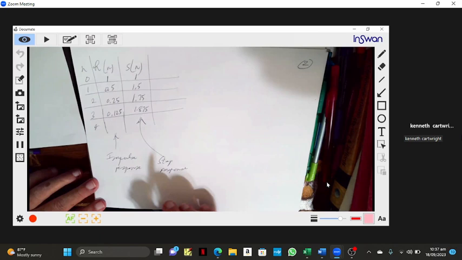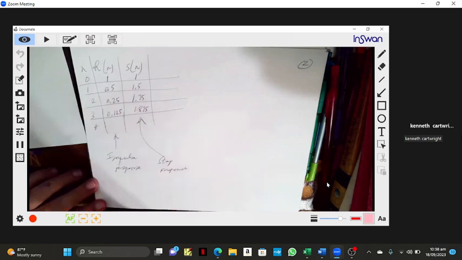Do you see a relationship between S of n and H of n?